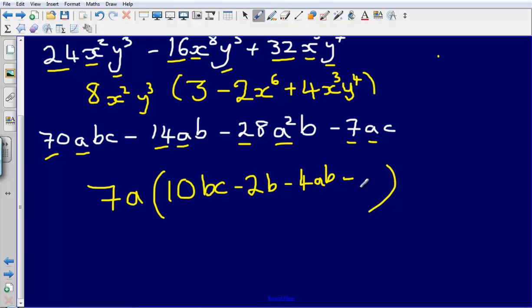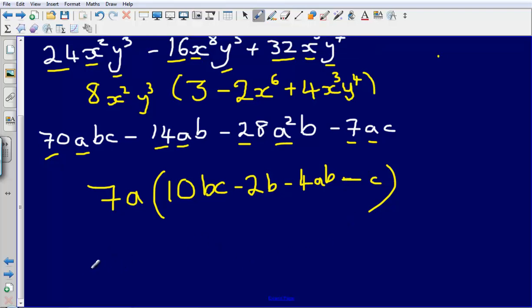And then lastly, what do I need to multiply 7 by to reach minus 7? Well, that would be minus 1. And then what do I need to multiply A by as well to get to minus 7AC? Well, that's minus 1C. And I can just tidy that up. I don't need to write that one. I could just say it's minus C.